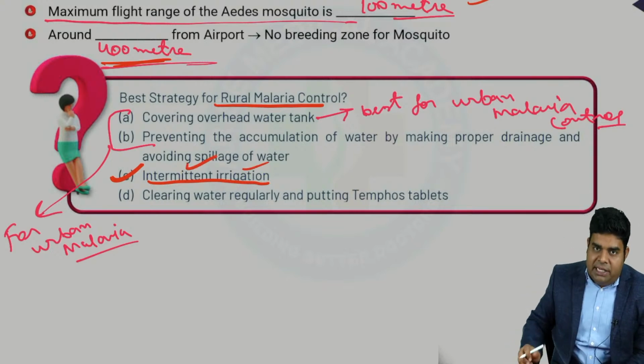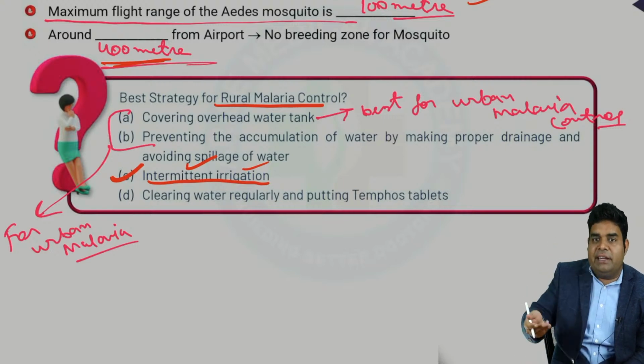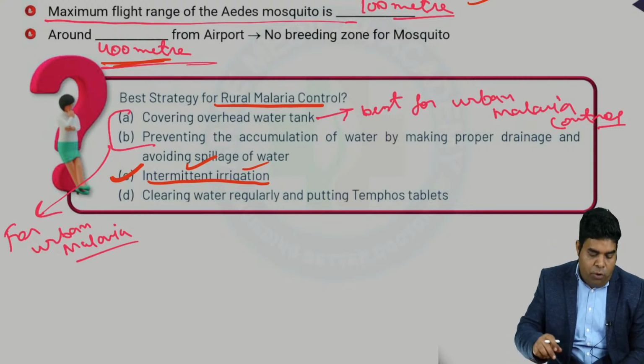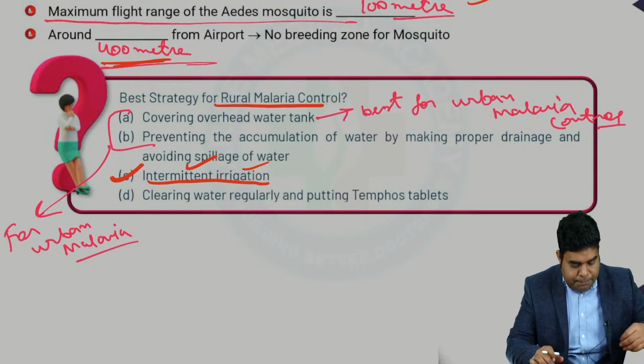After some days we will irrigate the land. That is best for rural malaria control. Okay.